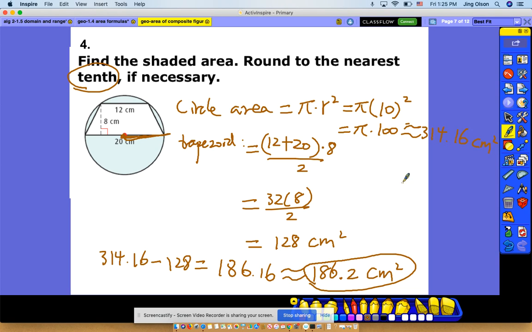So why do I always keep extra decimal places? If they want you to round to the nearest tenth, you at least want to keep your answer to the hundredths place from the beginning. If you only keep the tenths at each step, you might make a small error. So we try to have more digits at the beginning and only round at the last step. We're not going to round too much at the beginning. You want to wait until the last step to round so you don't make mistakes. Okay, so 186.2 is the area of the shaded part.